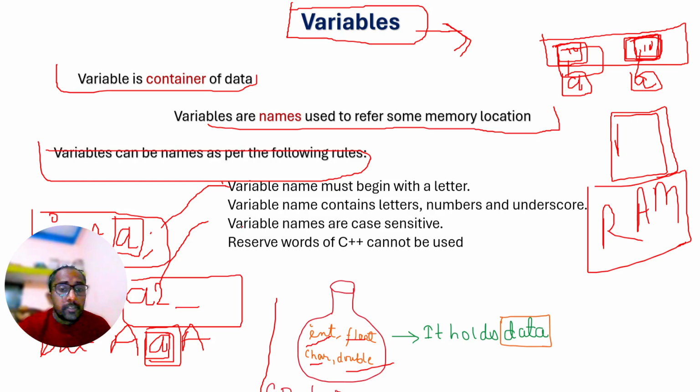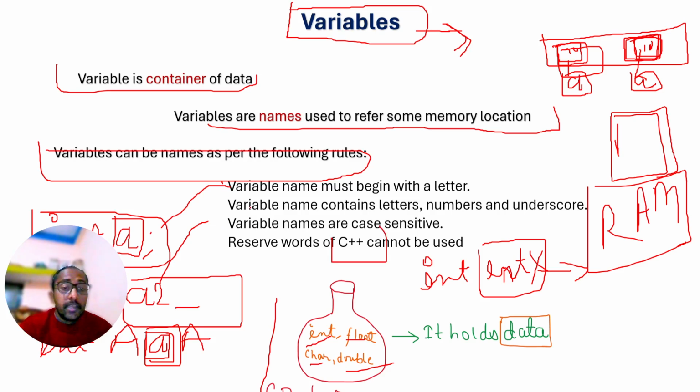Reserved words of C++ cannot be used. Suppose if you want to name a variable int, you cannot write like this because it is a reserved word. The meaning of this is already known to the C++ compiler. The developers of the C++ programming language have already reserved this word. You cannot use it for declaring any variable.